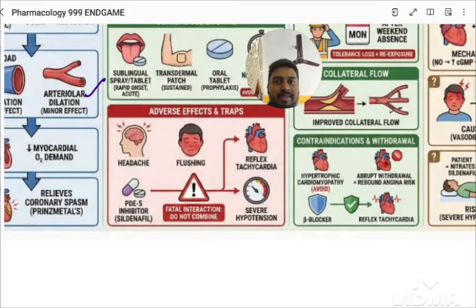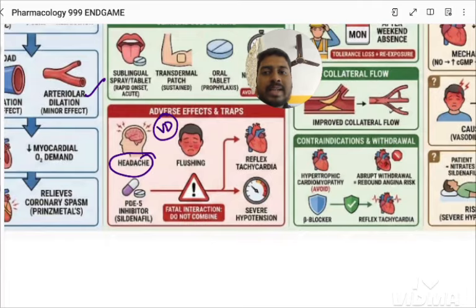Okay. What are the adverse effects? Adverse effects are related to vasodilation only. When there is vasodilation among the meningeal vessels and brain vessels, it will cause headache. Flushing is also because of vasodilation. Now when there is vasodilation, what happens? There will be reflex tachycardia, to compensate for the decreased cardiac output.